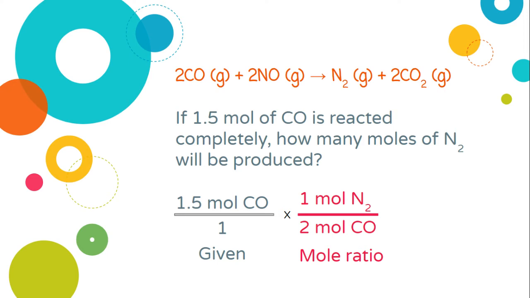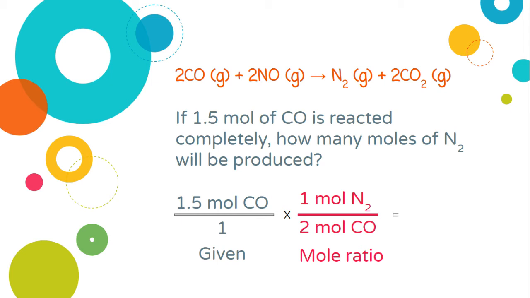The top part of my conversion factor is going to be a new unit. In this case, since we're using a mole ratio, we're going to be able to go directly to the unit that we want, which is going to be moles of nitrogen. Since I have moles of carbon monoxide on the top and on the bottom of this problem, I'm able to cancel that out, which leaves only the moles of nitrogen, which is what we want.